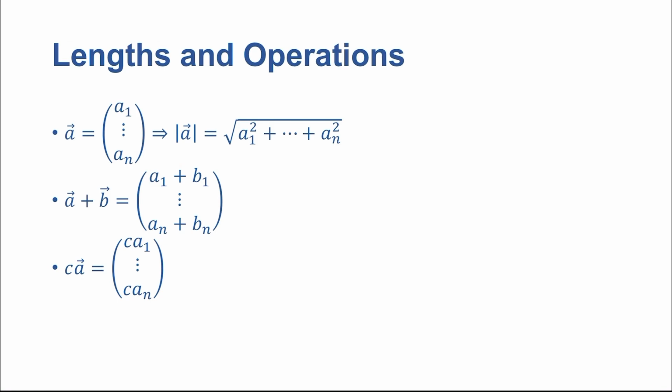I take a sub 1 squared plus all the way up to a sub n squared. So it's just the Pythagorean theorem. Likewise, if I want to add 2 vectors together and I know their components, I just add by component. So if I want A plus B, I take a sub 1 plus b sub 1 all the way to a sub n plus b sub n. Likewise, for scalar multiplication, I just apply that scalar to every component separately. That's what's really important about vectors. You can deal with things separately, and then it should all be smooth sailing.